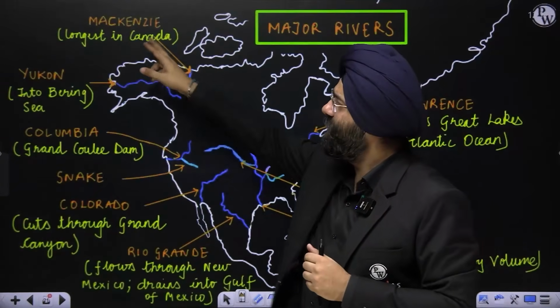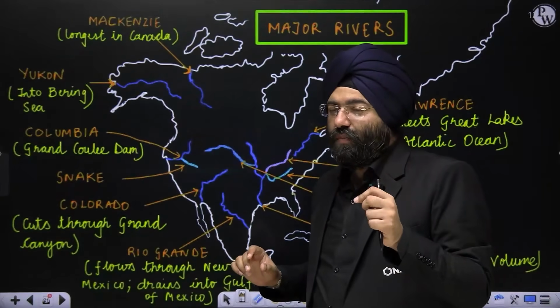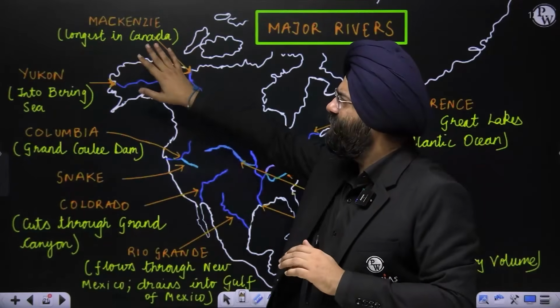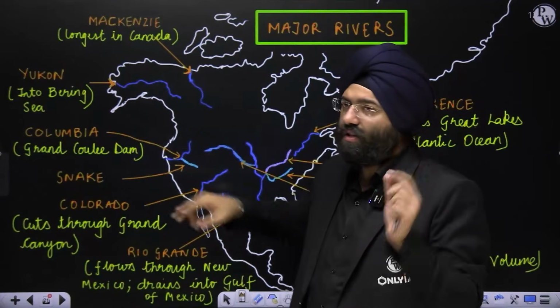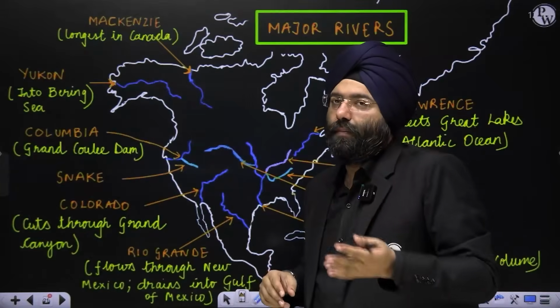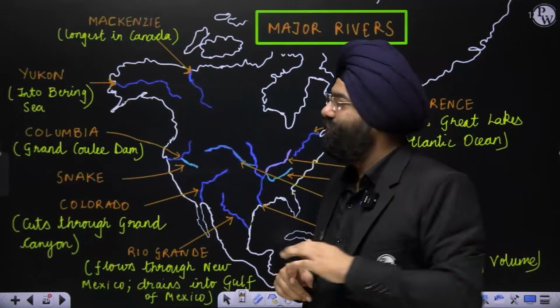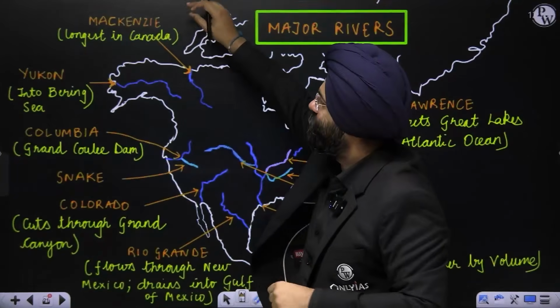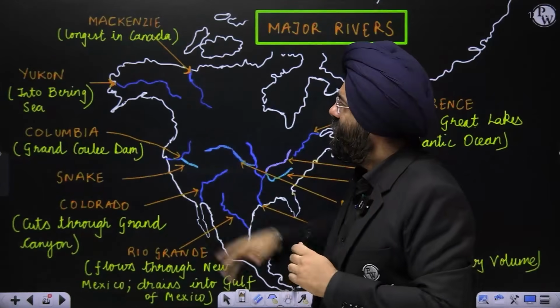Why I have added these commentaries along with that is because these are the ones which UPSC uses. I could have simply mentioned Mackenzie, Yukon, Columbia, Snake, Colorado, and been done with it. Why do I mention these commentaries? Because these are the points which UPSC picks up. And these are the ones which are mentioned in the NCERTs also, the oldest NCERTs in a way. So the Mackenzie is the longest river in Canada. You have the Yukon.